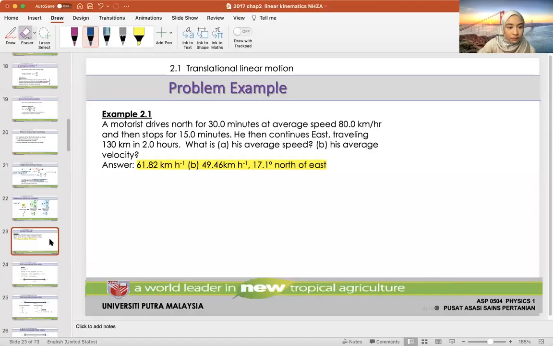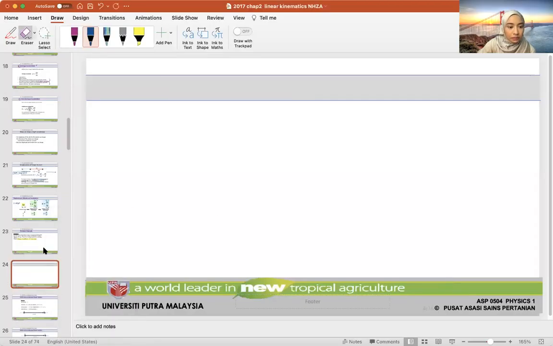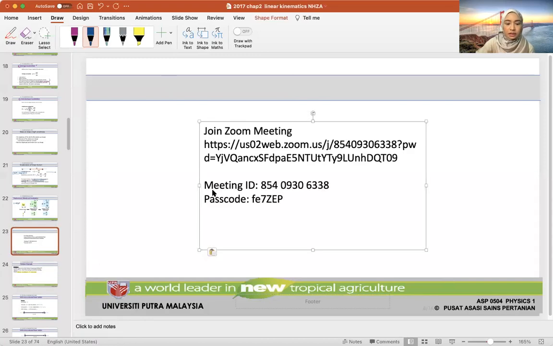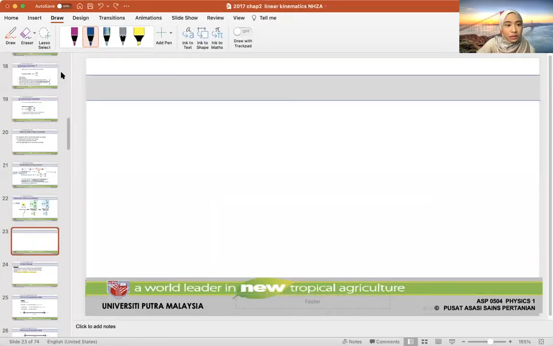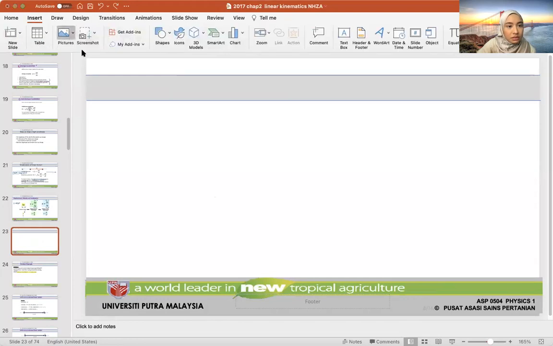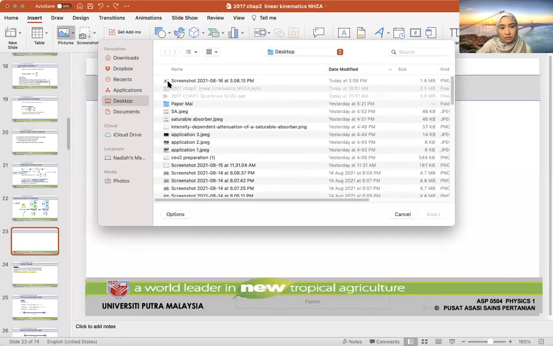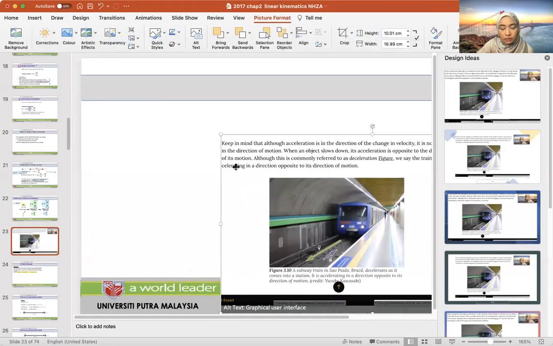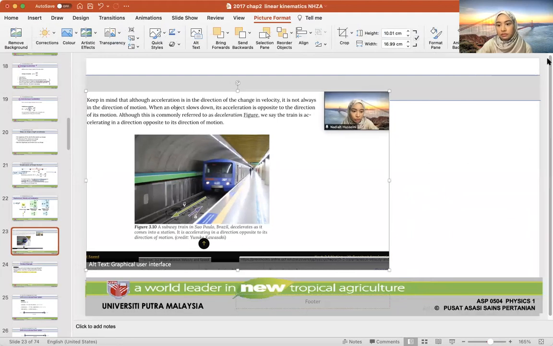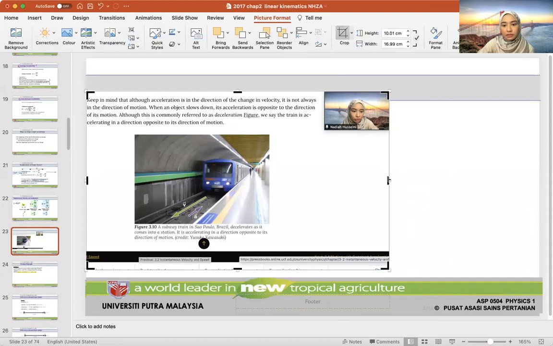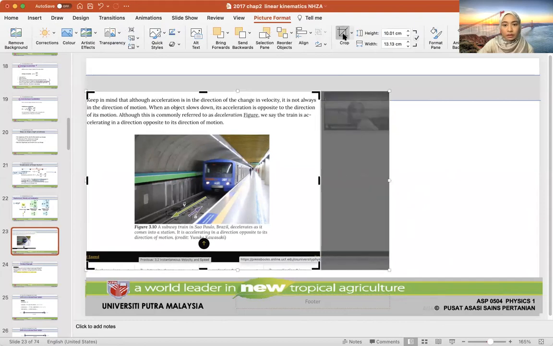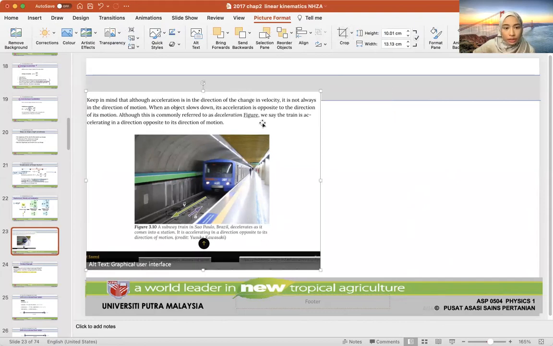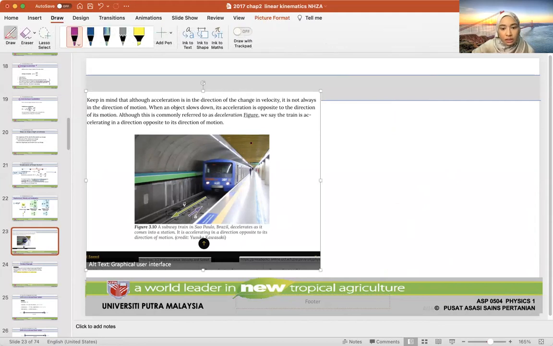Share screen, slide. New slide. Okay, let's talk about this instant. Sekejap. Insert picture from file. Screenshot. Okay, so this is the screenshot that we took just now. Let me crop it. Okay, so I told you it's moving from here to here.